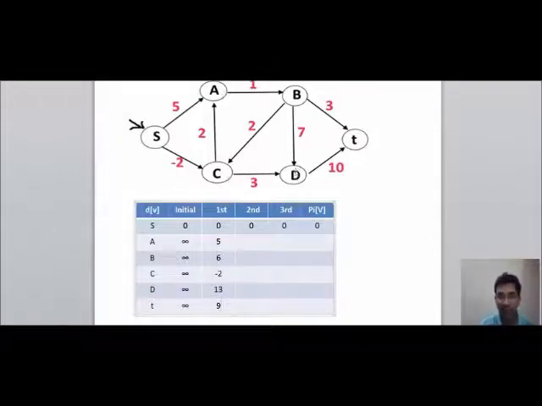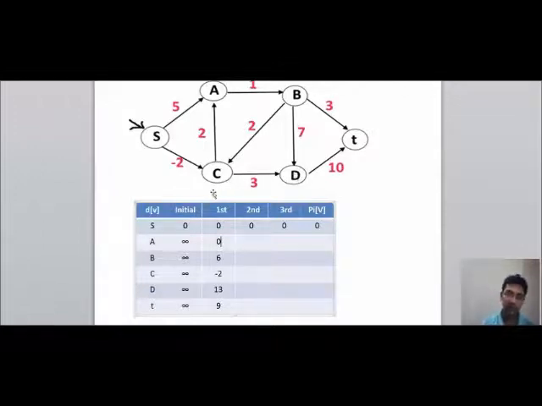As C is connected to A and D, C has the value of -2, and A has the value of 5. The edge weight is 2, so -2 plus 2 is 0. The value of node A is 5, and 5 is greater than 0, so we can update the value of A as 0.